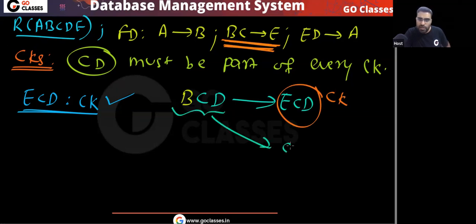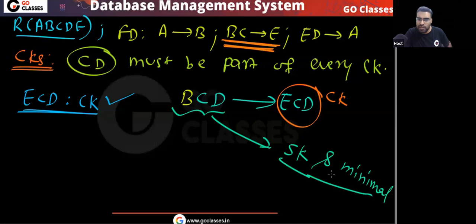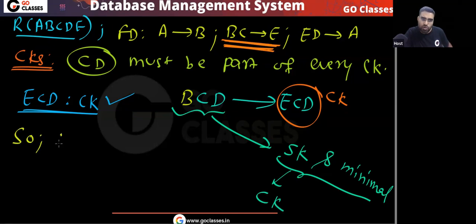So what will this be? This will be a super key, right? And this is minimal. This is super key and this is minimal, so I can say this is a candidate key. So you got BCD is also a candidate key.